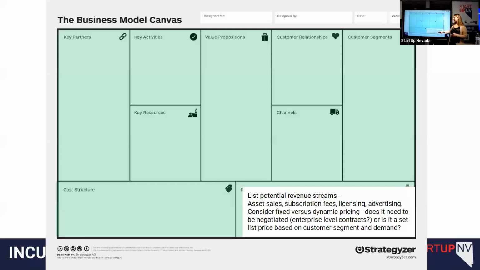So for revenue stream, this is all the different ways that you can make money. Asset sales, subscription fees, licensing, advertising. Think about fixed versus dynamic pricing. A lot of people focus first on direct sales, but think about your customer relationship tool. If you've got some app that's going to keep people coming back, are you getting ad revenue? Do you have a partnership agreement that is going to be bringing you revenue? If I'm selling a product, maybe I'm selling a warranty plan, insurance, add-ons, features.